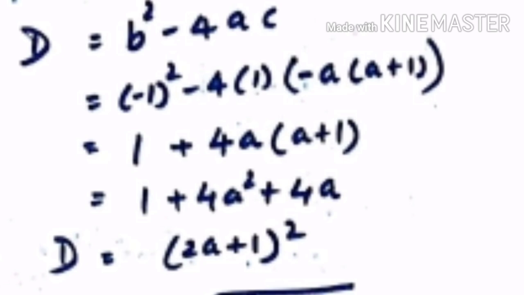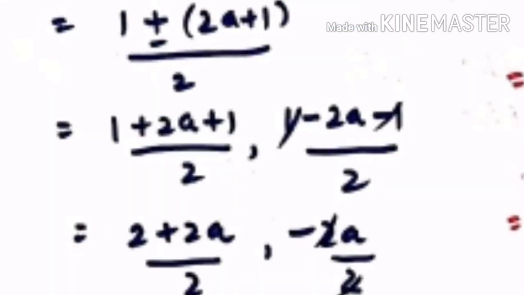So minus 1 square is 1, minus minus plus 4 into a plus 1. Now opening the bracket: 1 plus 4a square plus 4a. Now you see this trinomial, 4a square plus 4a plus 1, is a perfect square polynomial. So we can write it as 2a plus 1 whole square.